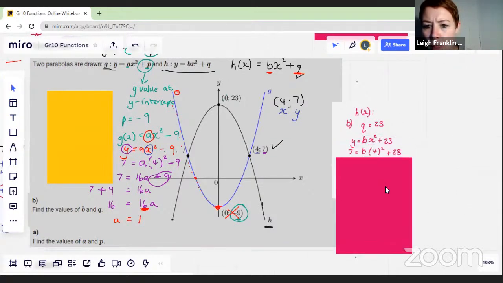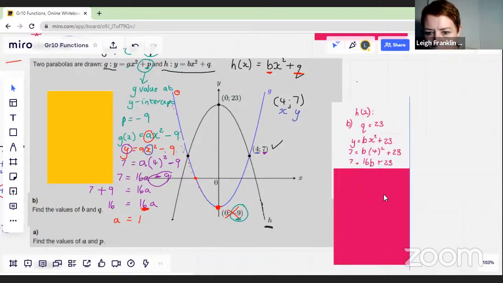And then negative 7 is equal to 16B plus 23. And then I added, I minus. It's okay. You're doing really well. I don't know what you were going to say, Zanele, but you were perfect.